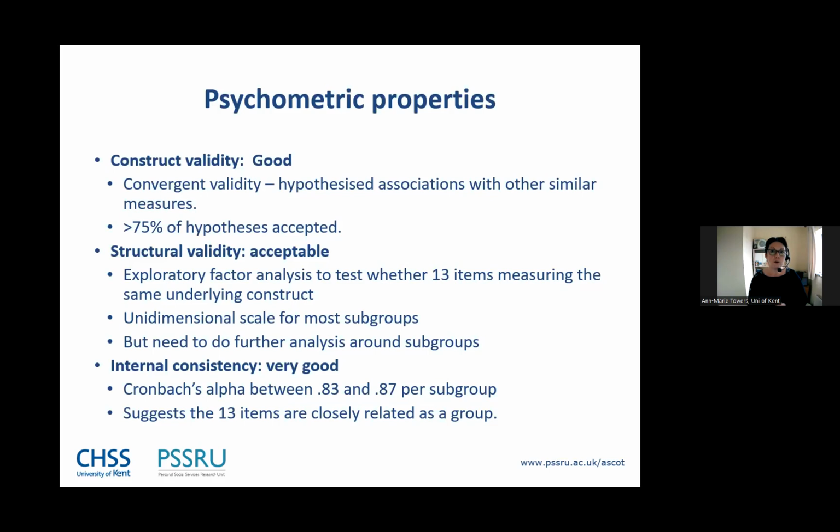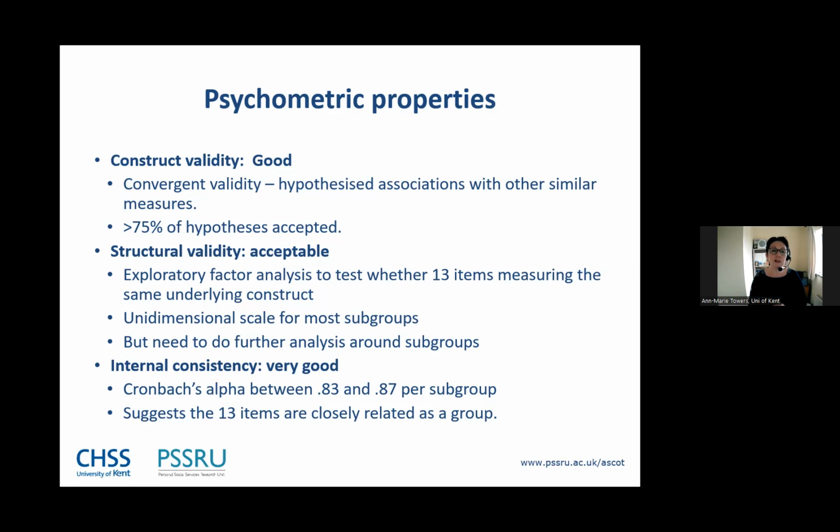This was included in a survey of the workforce last year, and we had an incredible response, over 7,000 responses across the sector. And we've been able to look at psychometric properties of this new scale, and a paper on this will be out soon. So I'm pleased to say that the psychometric properties are all acceptable through to very good. I won't go through all the technical detail because I'm conscious of time, but you can have a look at that on the slide.